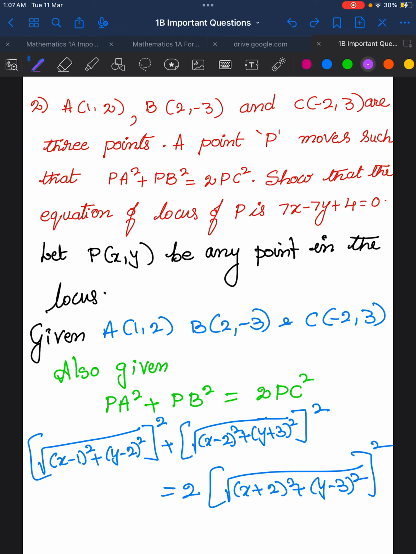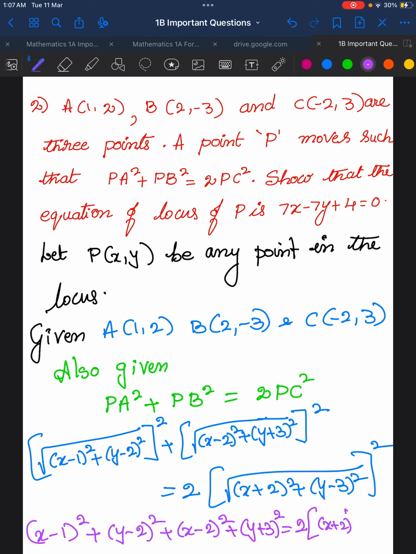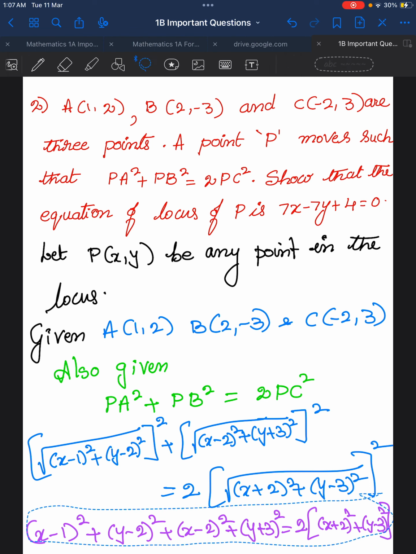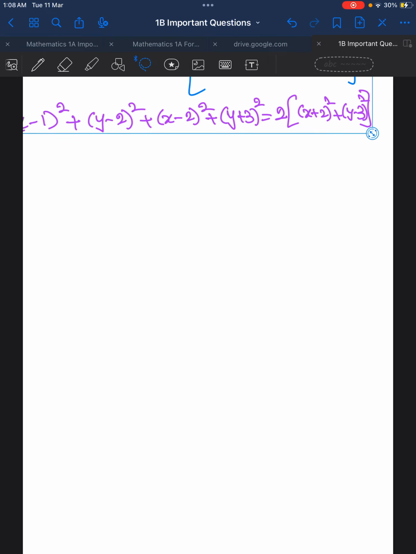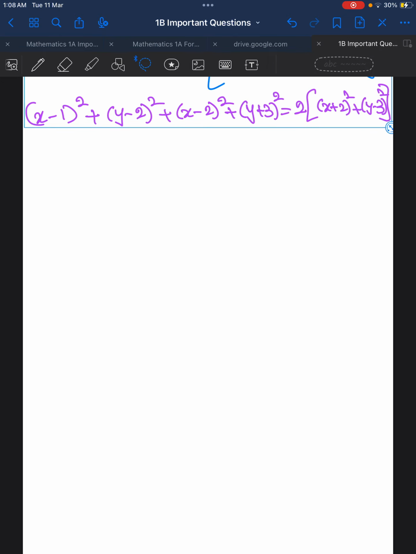Now what are we left with? Directly we get (x minus 1) whole square plus (y minus 2) whole square plus (x minus 2) whole square plus (y plus 3) whole square is equal to 2 times (x plus 2) whole square plus (y minus 3) whole square. You need to remember this and copy the same thing onto the next page. So I got it like this.